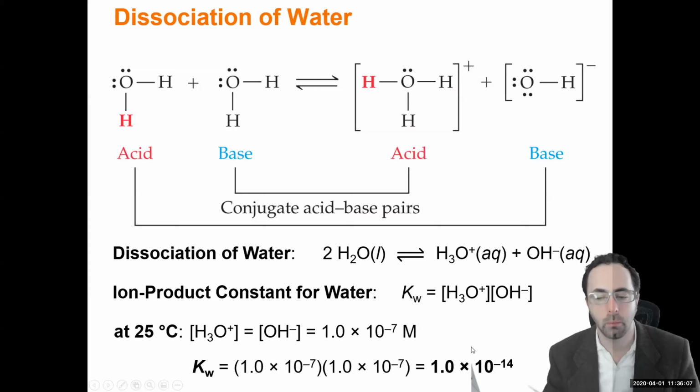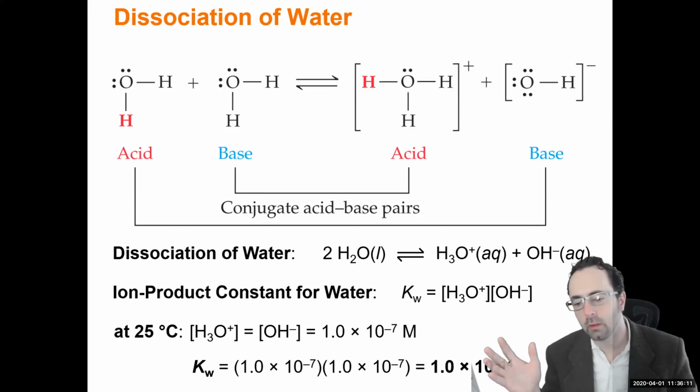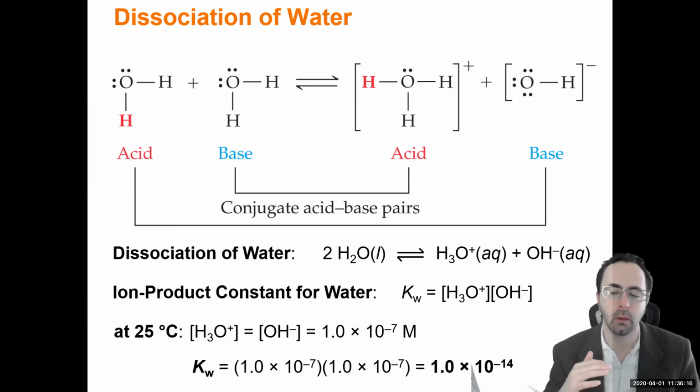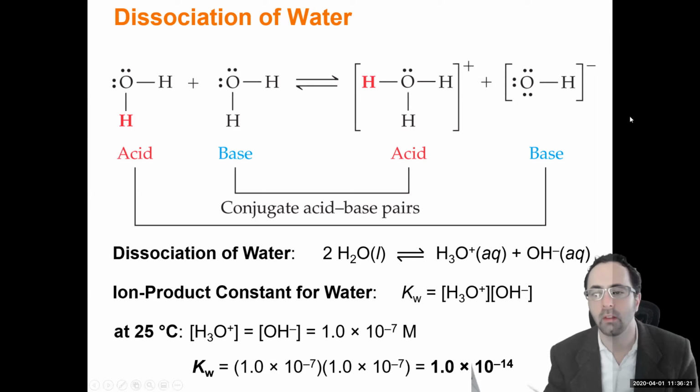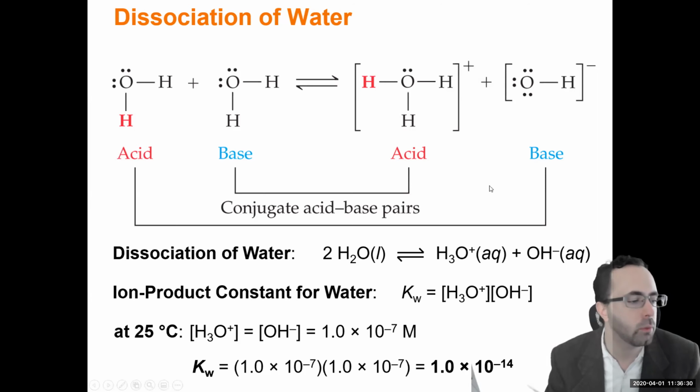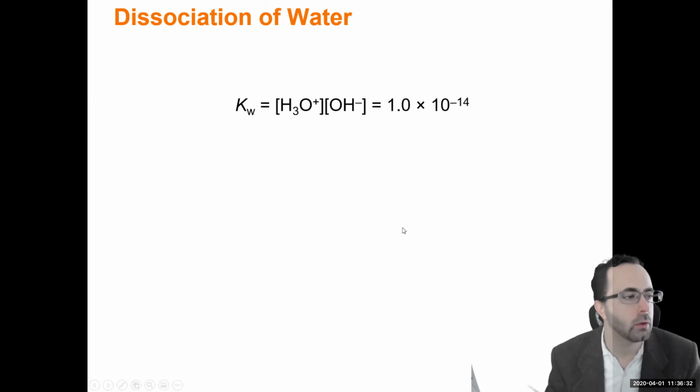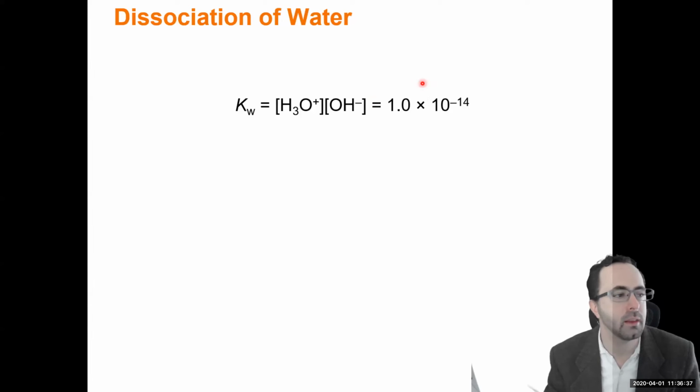So this is going to be really important to us, because often we're going to know hydronium concentration in a solution, but we won't know hydroxide, or we'll know hydroxide and we won't know hydronium. But because of this leveling effect of water, there'll always be a relationship between them. And so we can figure out one or the other if we have one. So in general, Kw, which is the hydronium times the hydroxide concentration, is this value at 25 degrees Celsius.